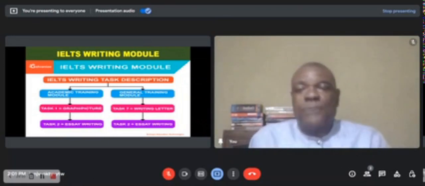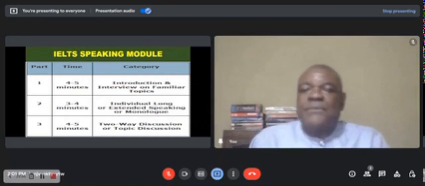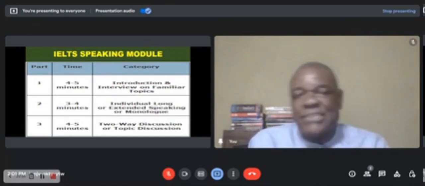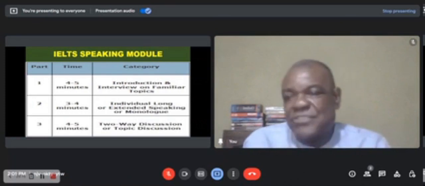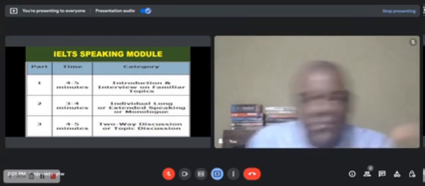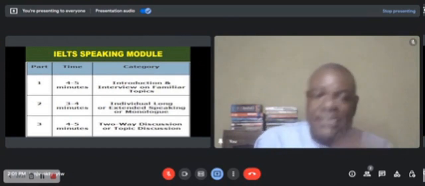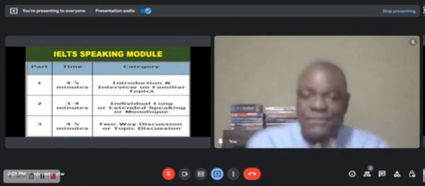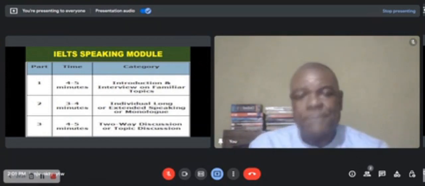So let's move on and look at the speaking model. Speaking is usually a one-to-one interaction between the examiner and the candidate, and it is recorded. Speaking has 3 sections, as you can see. Task 1 is a brief introduction, followed by a short question and answer conversation or interview on familiar topics.